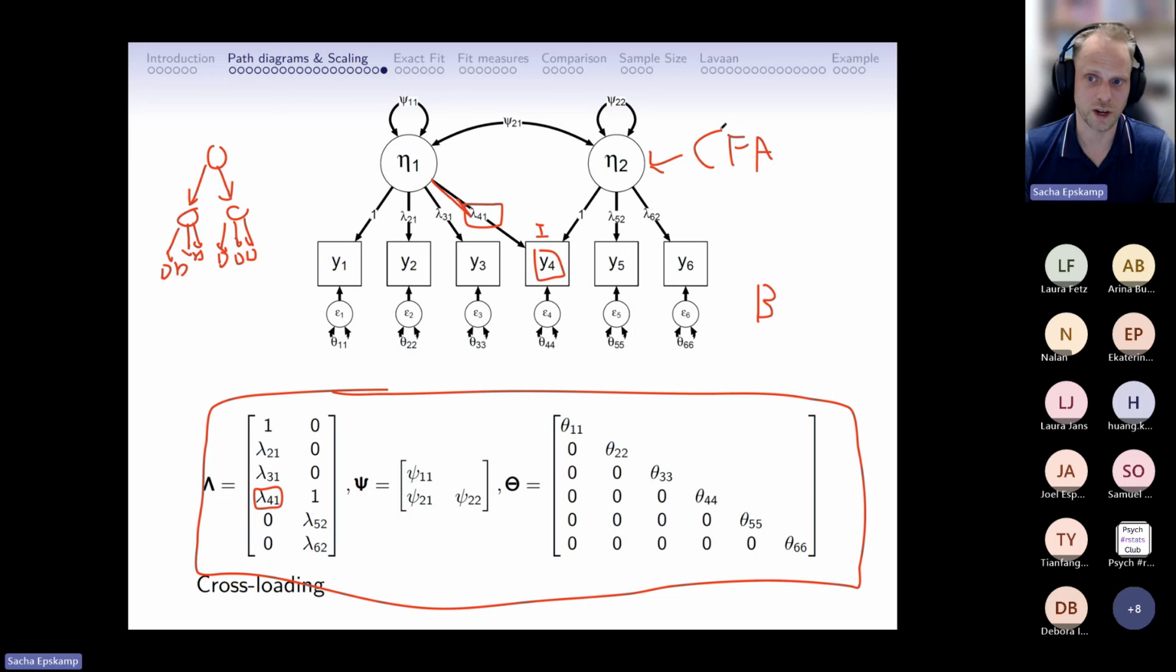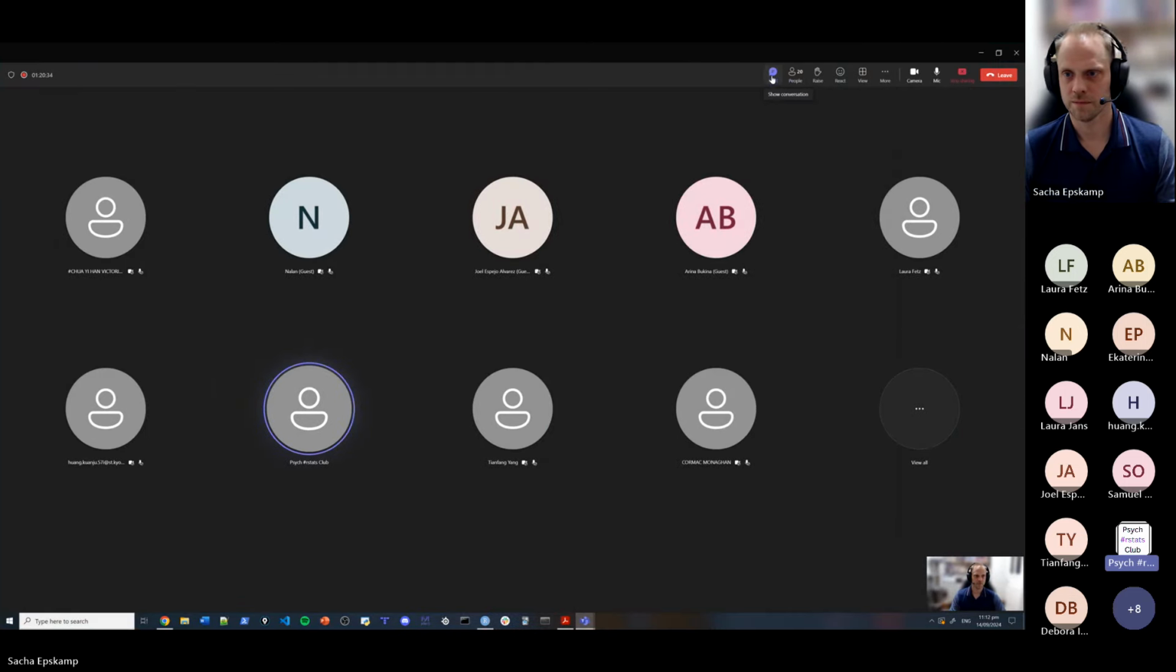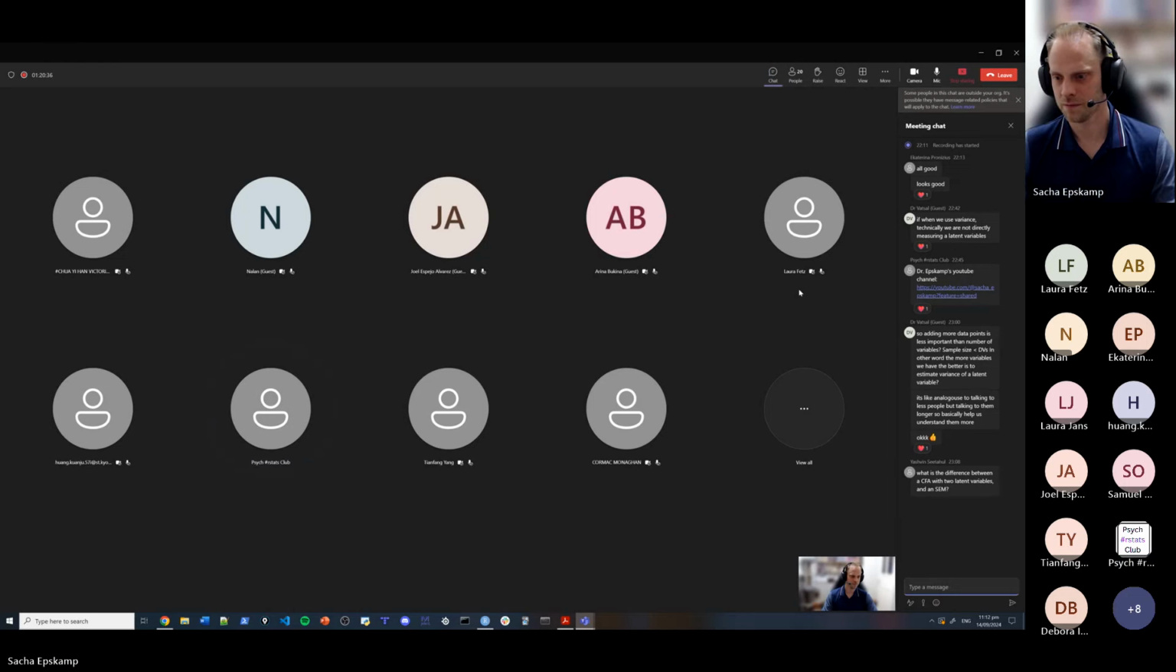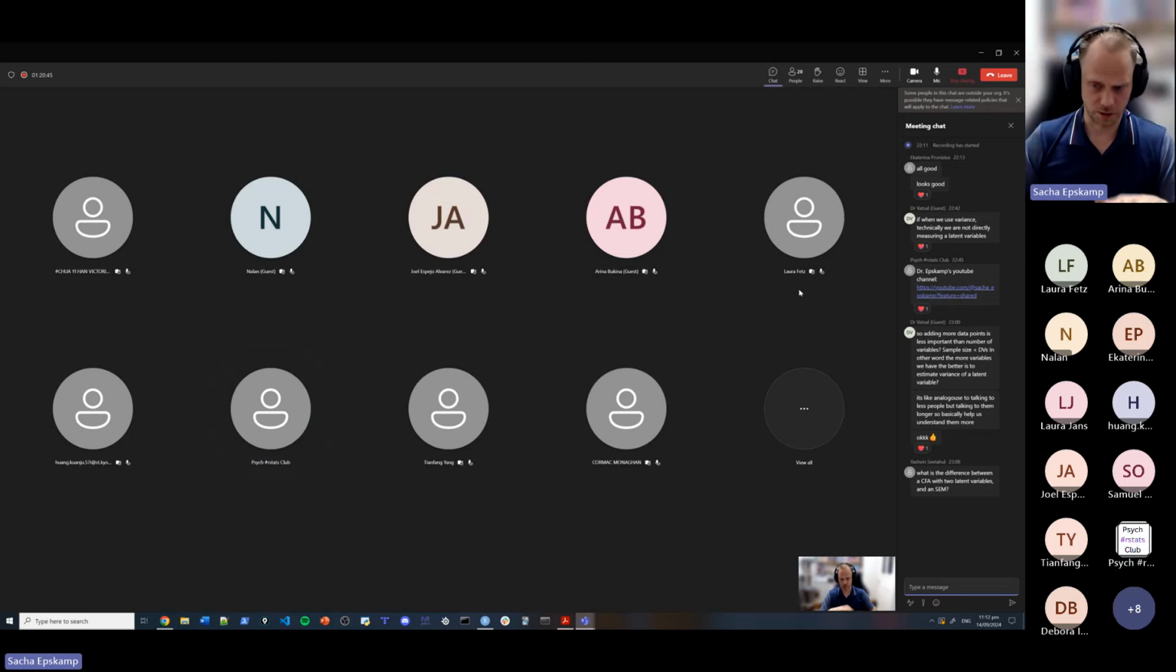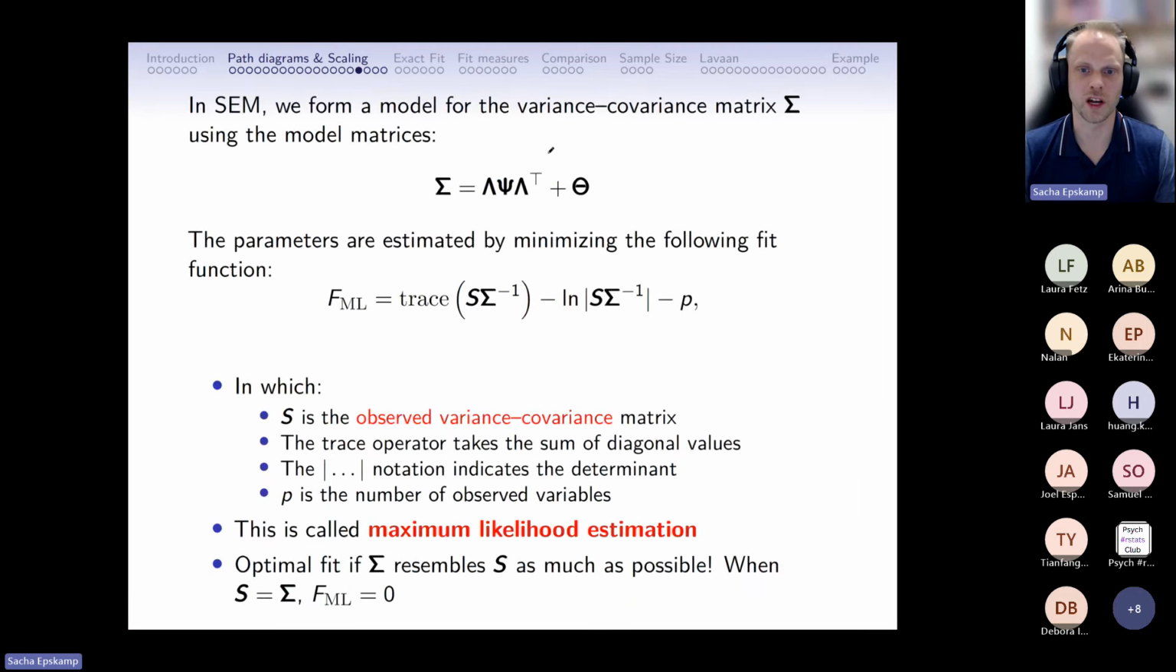I'll only talk about CFA now, but basically the logic is the same. Dr. Epskamp, sorry for interrupting. There's one question. No problem. What is the difference between CFA with two latent variables and a structural equation model? All right, so a structural equation model is actually this, but a little bit broader.